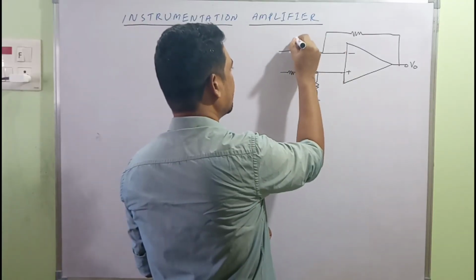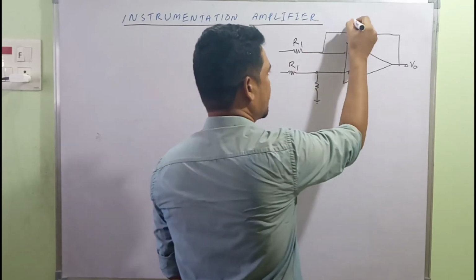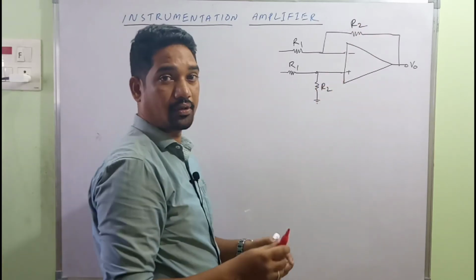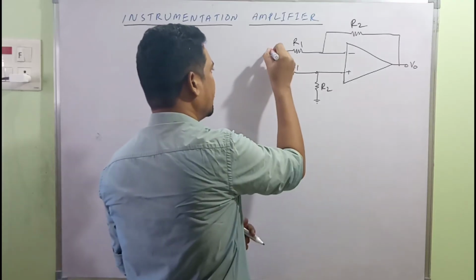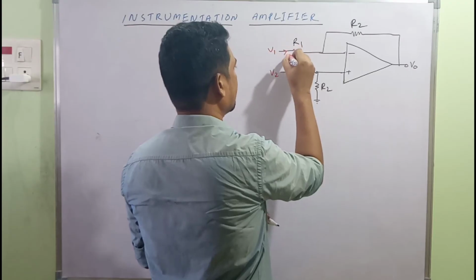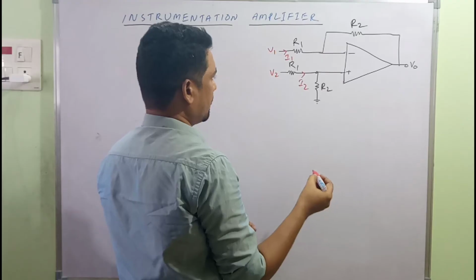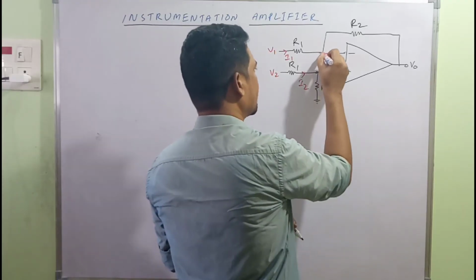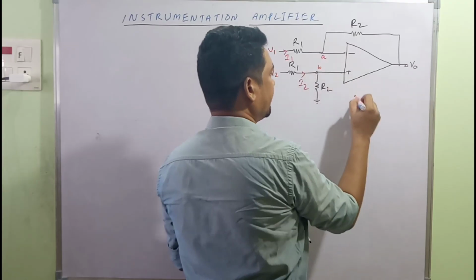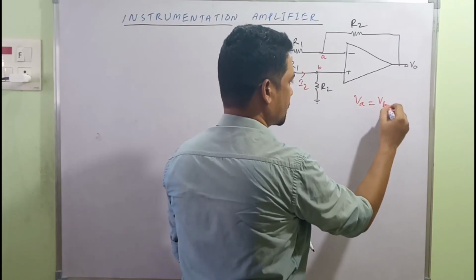Let this be R1, and this is also R1, the same values. Let this be R2, and this also R2, with inputs V1 over here and V2 over here, with current I1 and current I2 like this. Another important point: let's say this is node A and this is node B. VA equals VB according to the virtual ground concept.